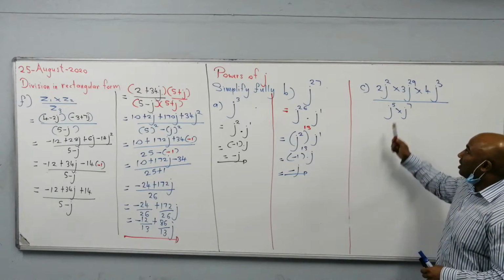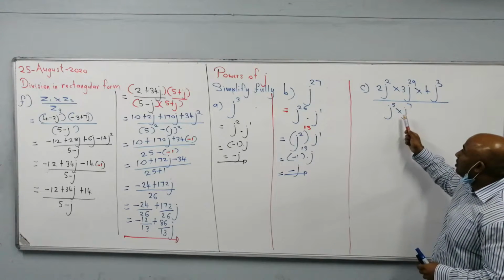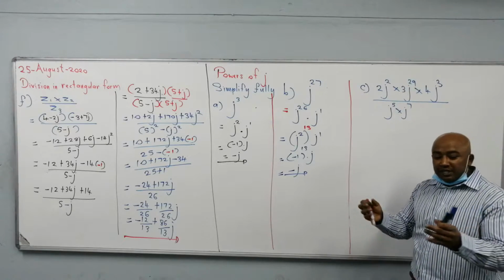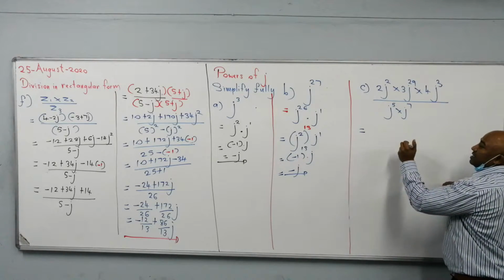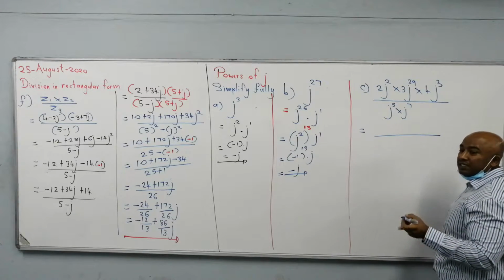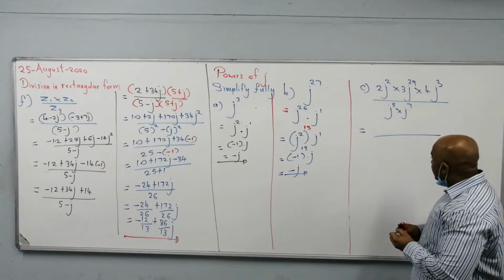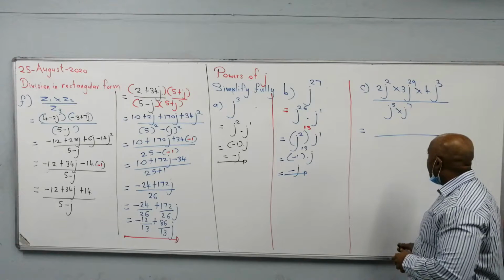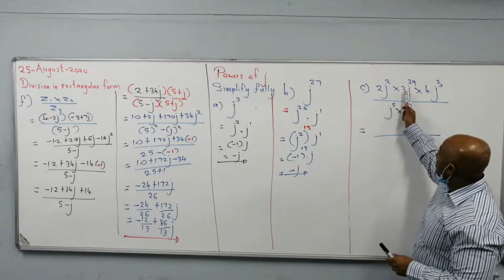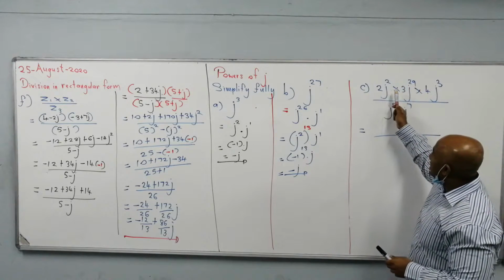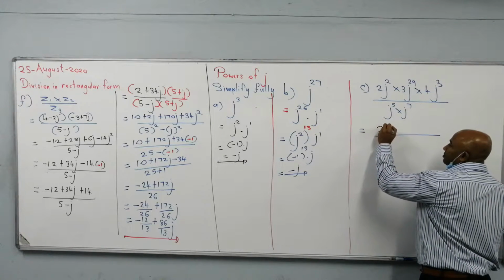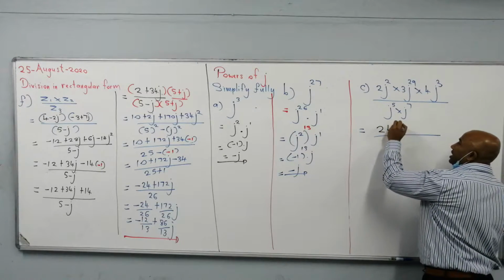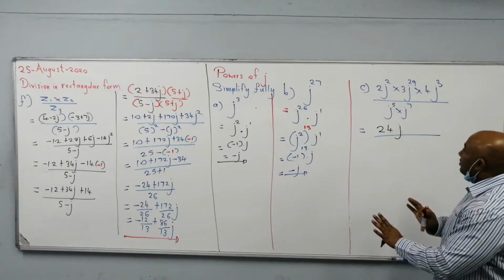How many bases do you have? 1, 2, 3, 4, 5. You know when you are multiplying and the bases are the same, you write down the base once and add the exponents. So now let's multiply the coefficients first. Your coefficients here are 2 times 3 times 4. So 2 times 3 is 6, times 4 is 24. Then I got j there. Let me just simplify everything now.